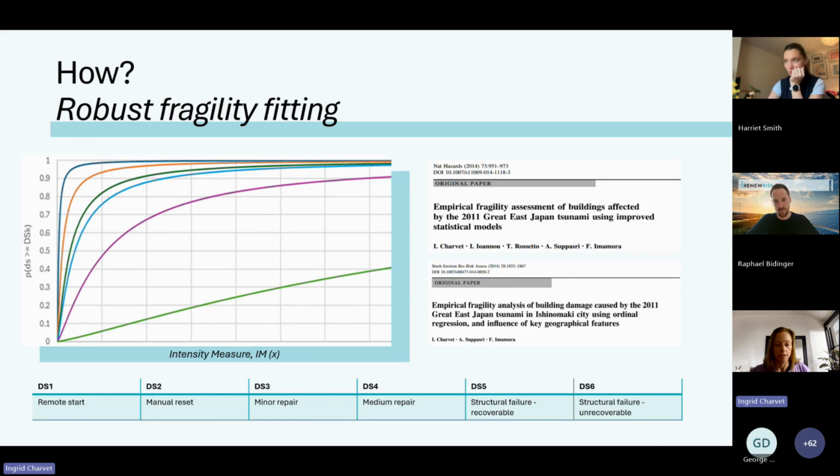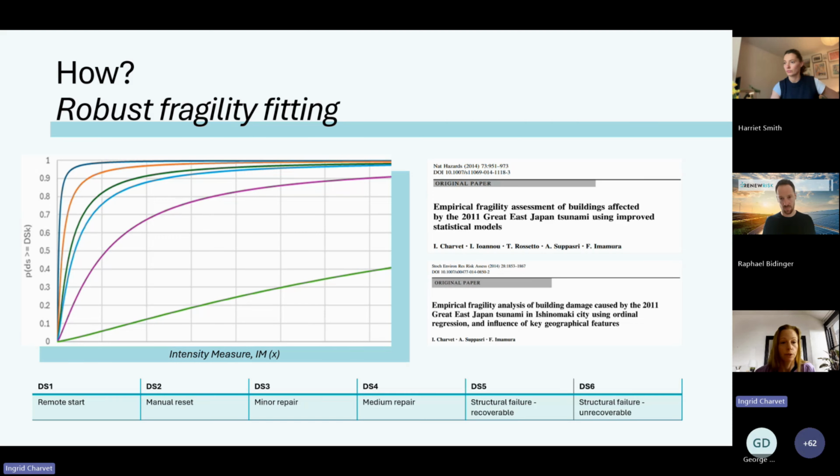So once we have this extensive data set, what do we do with it? What we're trying to get first and foremost are what we call damage probabilities. So we need to understand how those offshore wind farm assets get damaged. In order to do that, we design a specific damage scale for offshore wind farm assets, which you see at the bottom of the screen. It starts from the lowest possible damage state, which is a remote start, and ends at the maximum damage state, which is an unrecoverable asset, so a complete write-off in insurance terms.